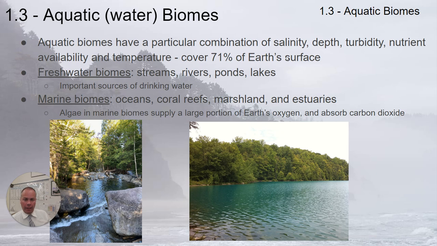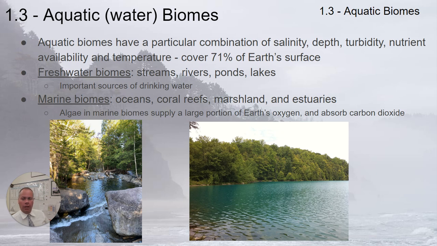Aquatic biomes cover 71% of the Earth's surface. We can split those biomes into freshwater biomes and marine biomes. Freshwater is water that does not have much salt dissolved in it. Things like streams, rivers, ponds, and lakes are freshwater biomes. We depend heavily on these freshwater biomes for drinking water for populations throughout the world.